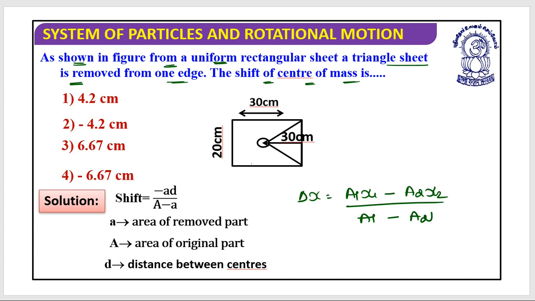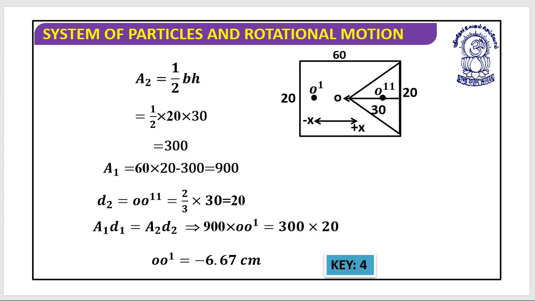Initially the system has a center of mass at this point, so this could be written as a1 into 0 minus the second area. Let's write the area of this triangle as small a, multiplied by distance x2, the distance between this and the center of mass, divided by the total area minus small area. I hope this is clear. So let's just calculate it.